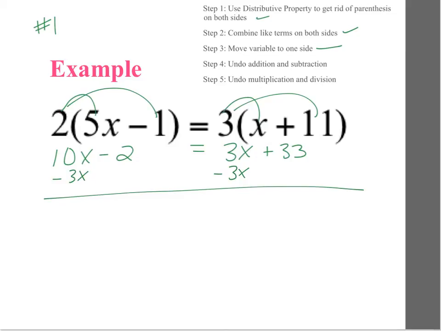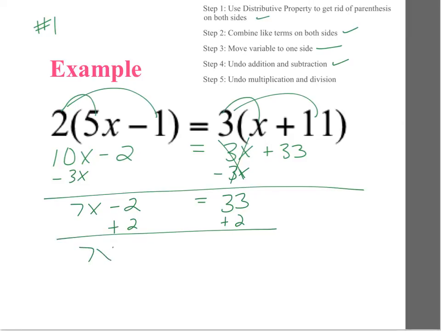It doesn't really make a difference which one you move, but if you pick the smaller one, you're dealing with fewer negatives, typically. These cancel, so on the right I have 33. On the left I have 7x minus 2. Now I'm going to undo the addition and subtraction. So I'm going to add 2 to both sides. So I have 7x equals 35.